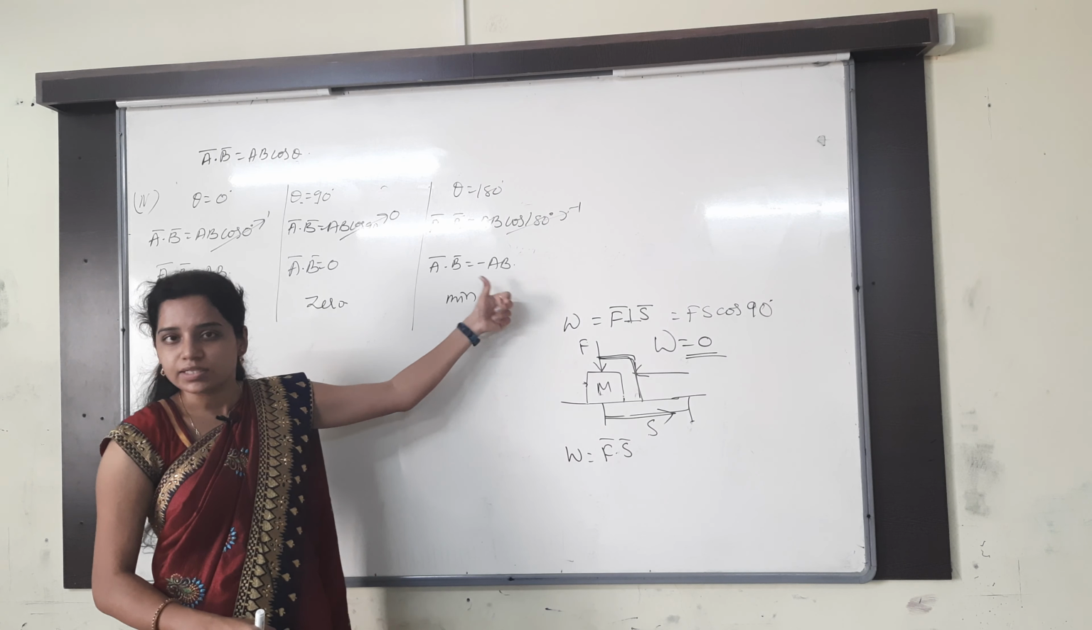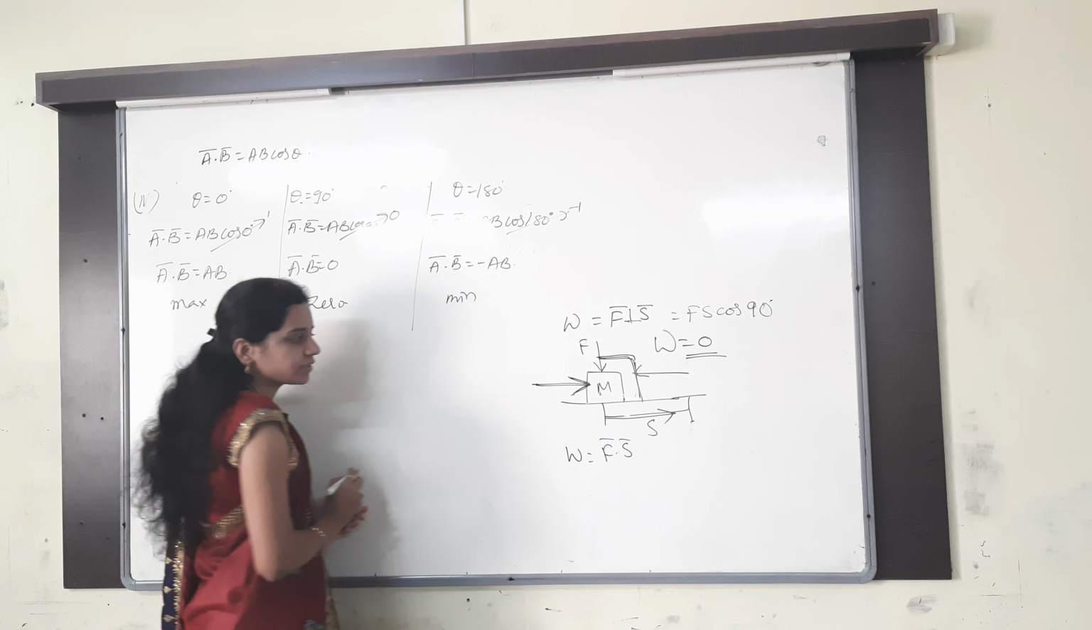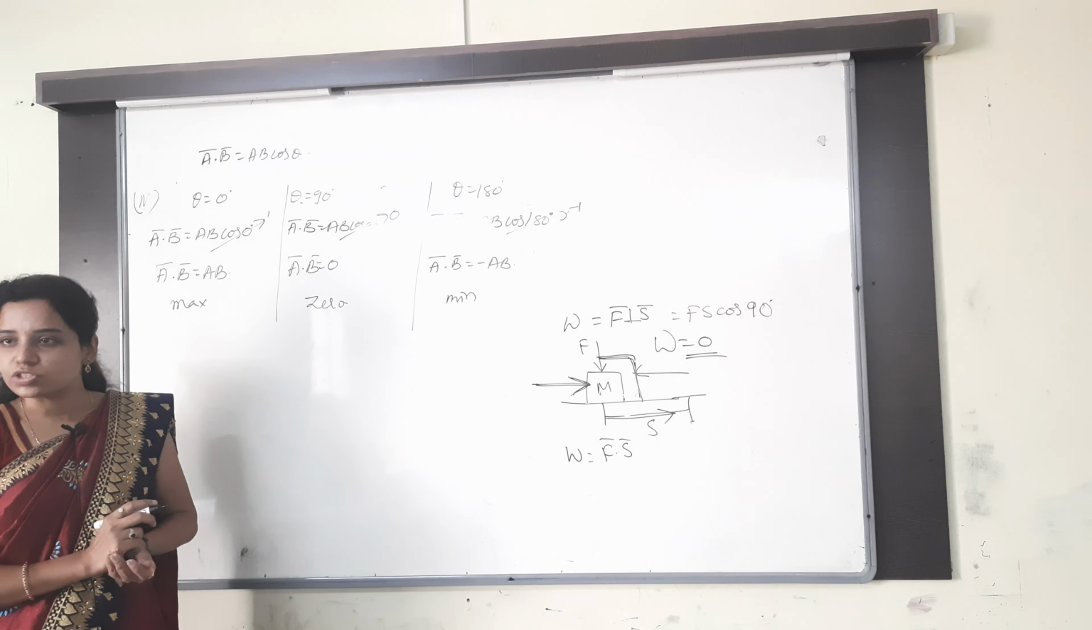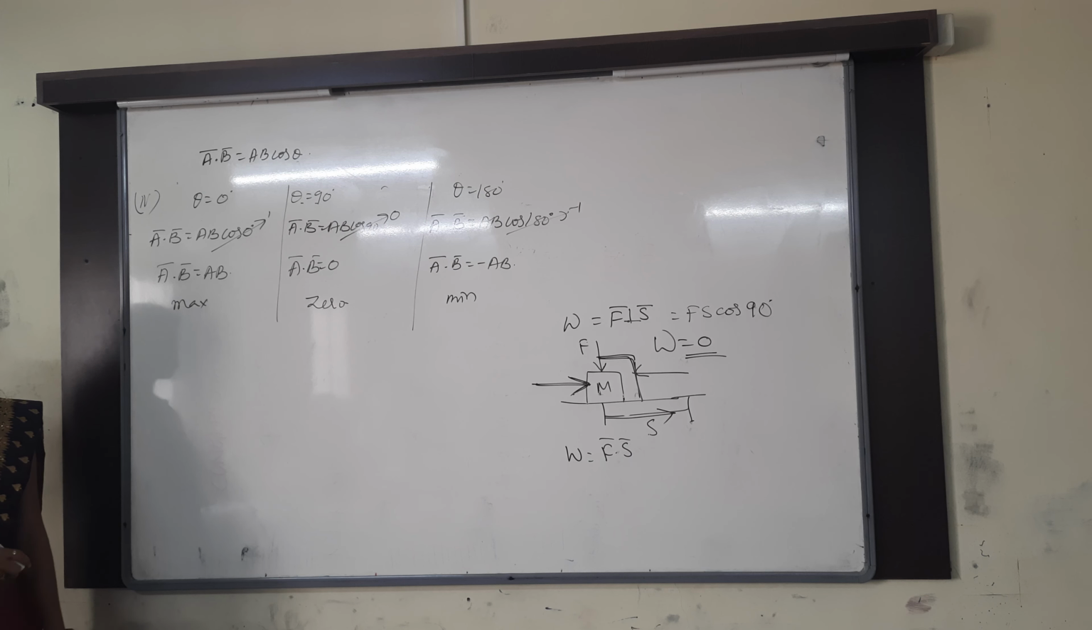Understand? Then whenever I am applying force in the same direction, displacement is there in the right side direction, force is also there in the right side direction. What is the angle between them? 0 degrees. At 0 degrees, we will get the maximum work done. That is W is equal to force into displacement. Understand the dot product clearly?